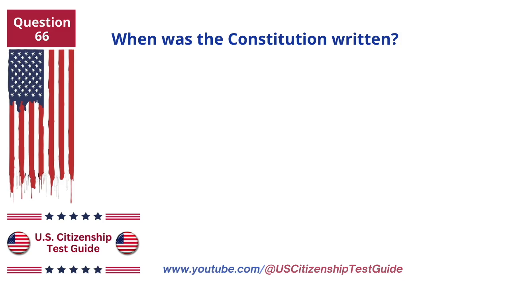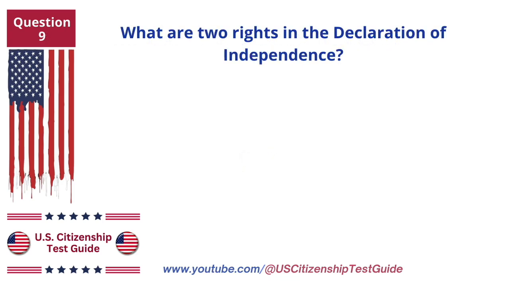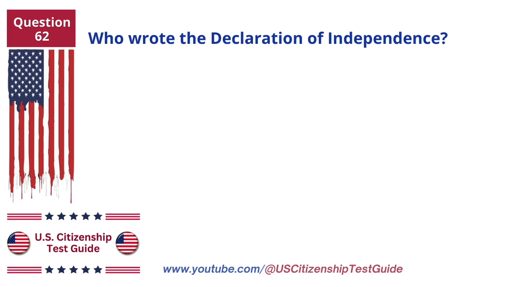When was the Constitution written? 1787. What are 2 rights in the Declaration of Independence? Life, liberty. Who wrote the Declaration of Independence? Thomas Jefferson.